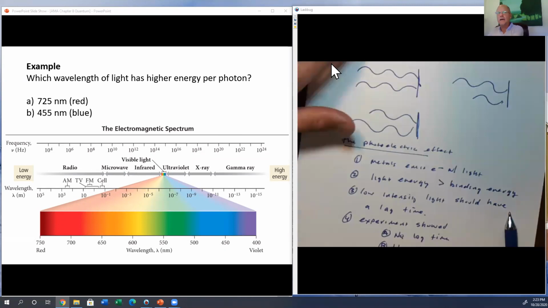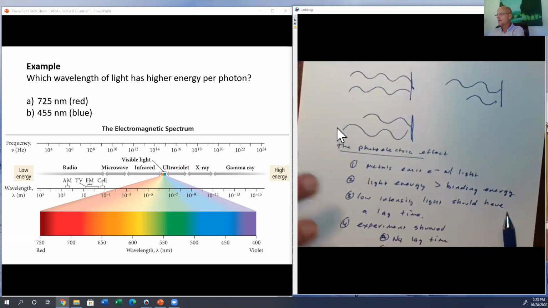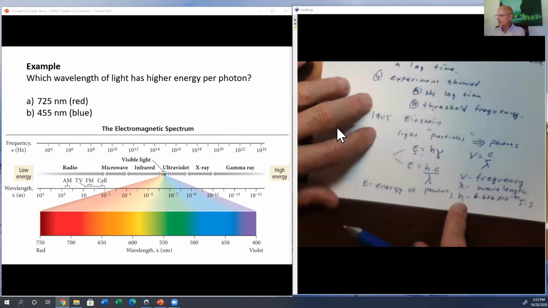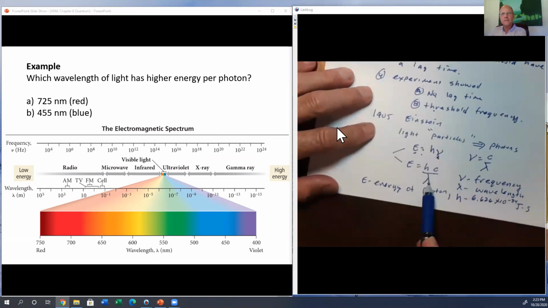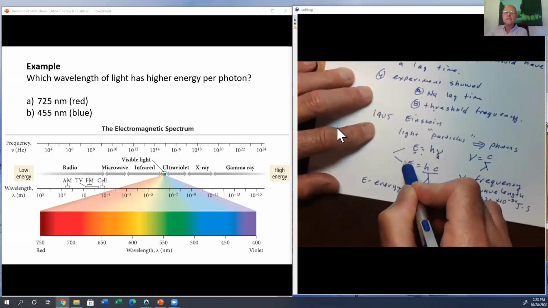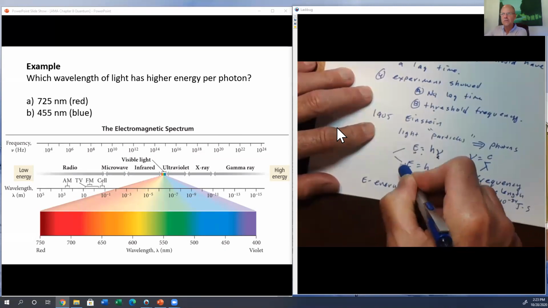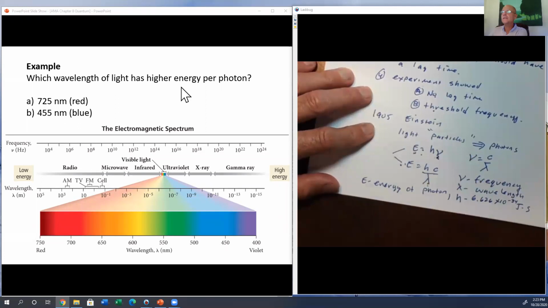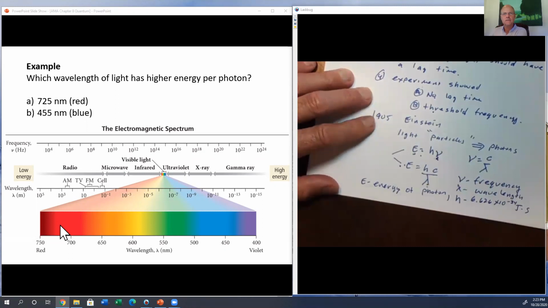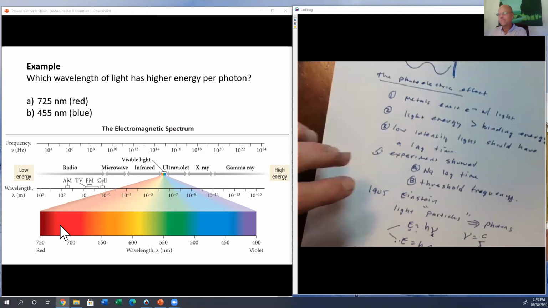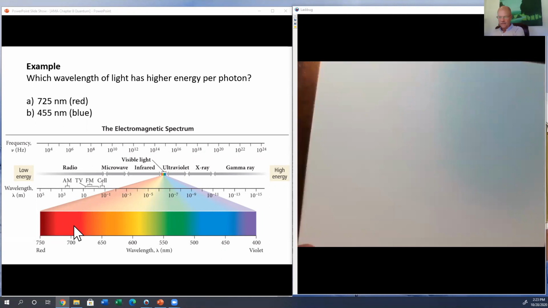Why? Because E is equal to hc over lambda. As lambda gets shorter, energy gets bigger. So which one has the higher energy? The one with the shorter wavelength. So blue light is more energetic than red light per photon. Okay. All right. Very good. Questions?